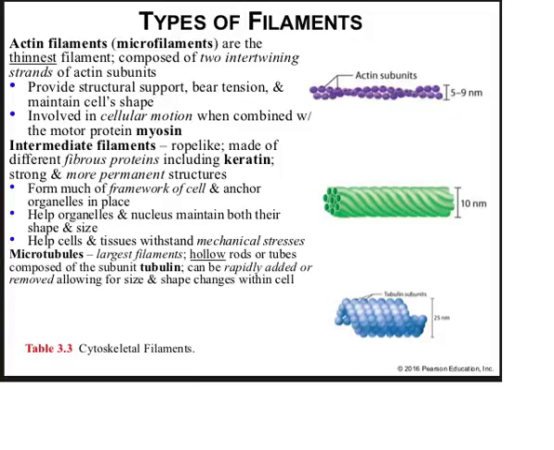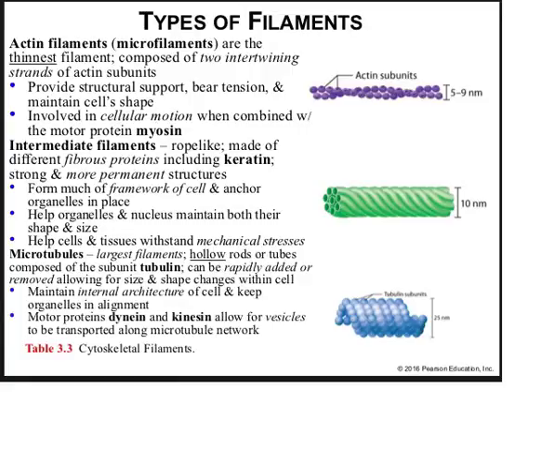And finally, microtubules are the largest filaments. These are hollow rods or tubes made up of alpha and beta tubulin that can be rapidly assembled and disassembled at a special organelle known as the centrosome. They maintain the internal architecture of the cell and they keep the organelles in alignment. They also interact with the motor proteins dynein and kinesin that allow for vesicles to be transported along the microtubule network from one place to another.